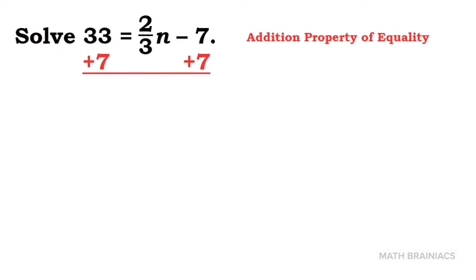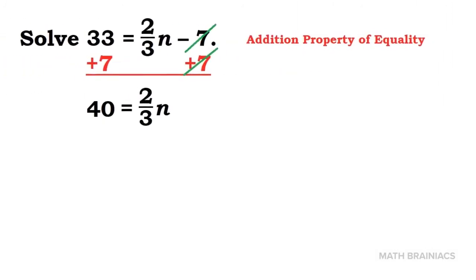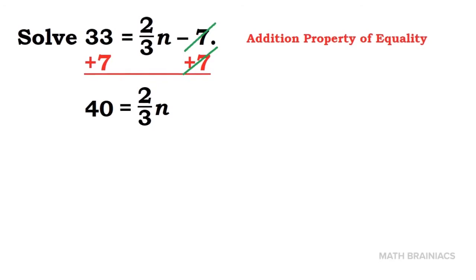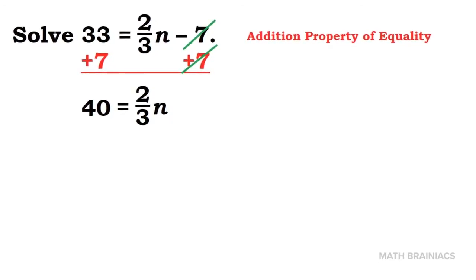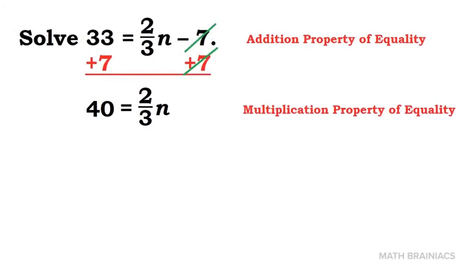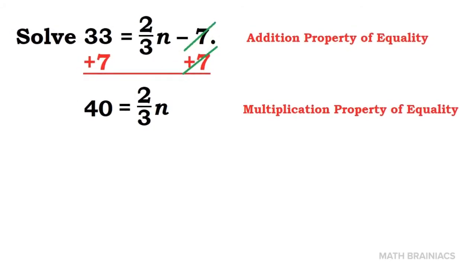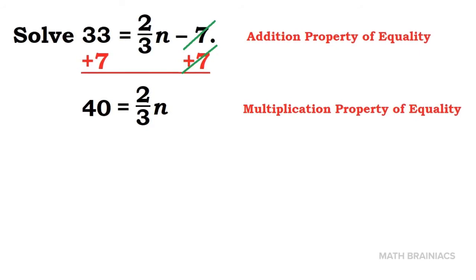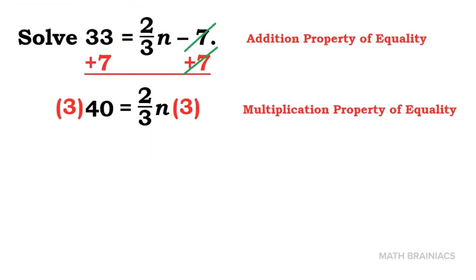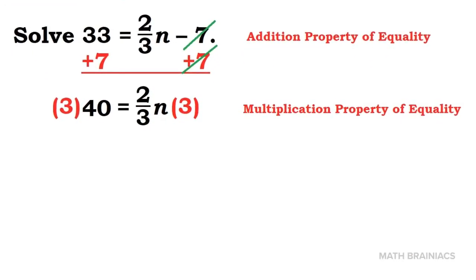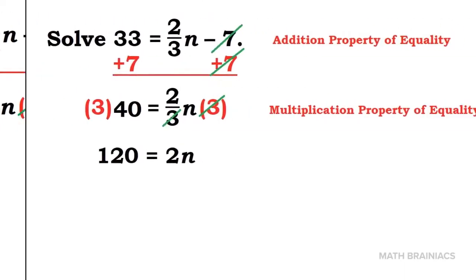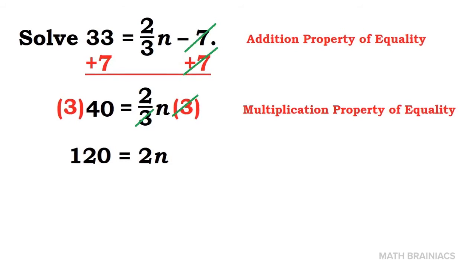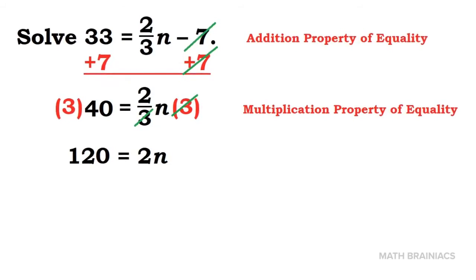Adding 7 on both sides of the equation, we can cancel out the 7 on the right side and it will give us 40 is equal to 2/3 n. Let us use the multiplication property of equality so that we can continue solving for n. Multiplying 3 on both sides of the equation, we can cancel out the 3 on the right side. And it will give us 120 is equal to 2n.